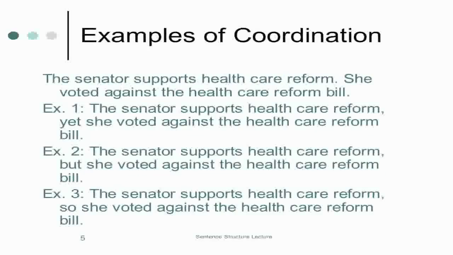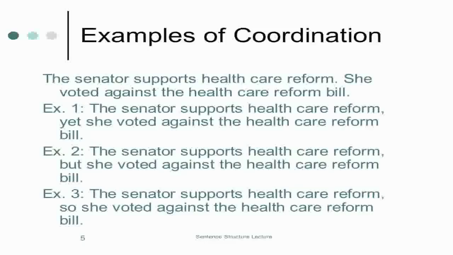For example, if you wrote the following two sentences: the senator supports health care reform, she voted against the health care reform bill, you would have two grammatically correct, perfectly good sentences. The reader might infer the connection between the two, but by using coordination, you can make the meaning clearer. Let's first join the sentences using the coordinating conjunction yet. The senator supports health care reform, yet she voted against the health care reform bill.